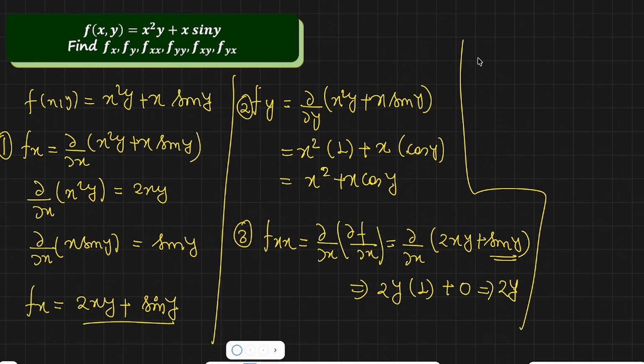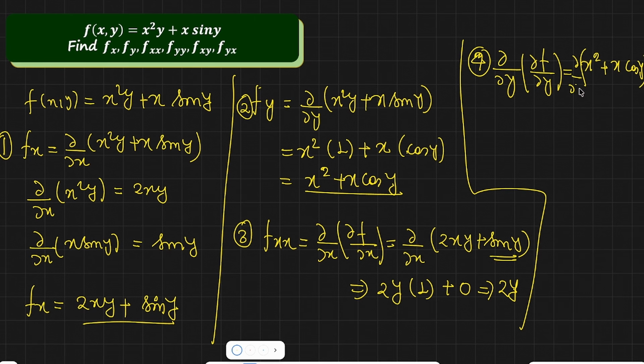Okay, now find out the second order partial derivative with respect to y again. So it is x square plus x into cos y, and the partial derivative with respect to y of x square, there is no y term, so it will be 0. Okay, so it is x and derivative of cos y is minus sine y, so it is minus x sine y. Okay, similarly you can find out, let's say, your fxx.